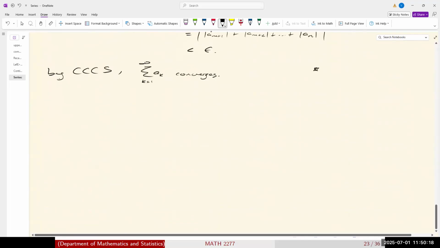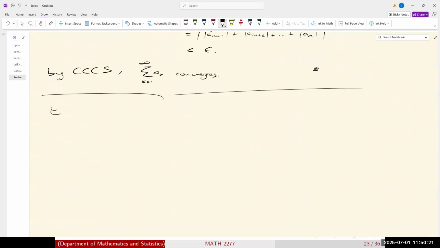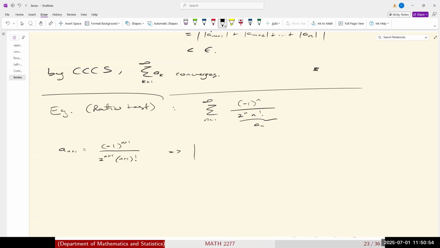Okay, so let me show how to do this one. We are given the summation as n goes from 1 to infinity of (-1)^n over 2^n n!. This is my a_n. So a_(n+1) is equal to (-1)^(n+1) all over 2^(n+1) (n+1)!. So this implies, what is the modulus of a_(n+1) over a_n?